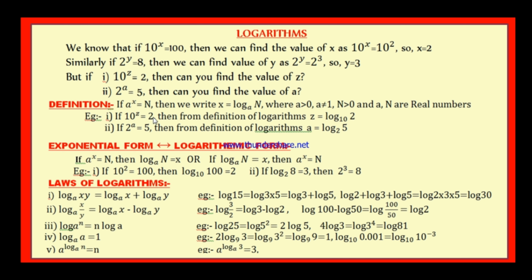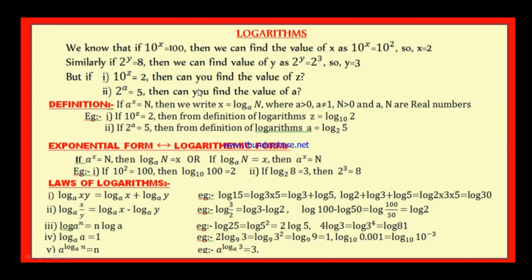Here, if 10 power z is equal to 2, then from the definition of the logarithms, you can find the value of z as log 2 to the base 10. As there is a value for log 2, you can find the value of z. There are logarithmic tables, and using the logarithmic tables, you can find the value of z. And look at the second example.